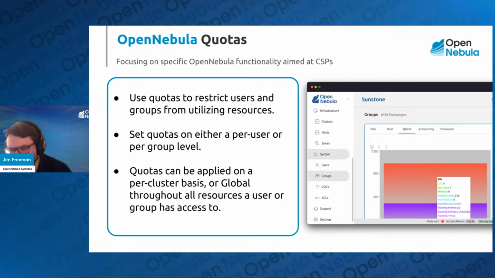I think one really important feature that we released in 7.0 for this was that these quotas can now be applied on a per cluster basis or applied globally. So you may have a customer with their own dedicated cluster in your platform, and you can give them unlimited access to that, but they'll be restricted on a public one. So it just allows you to really be verbose on what you set for your end users there.